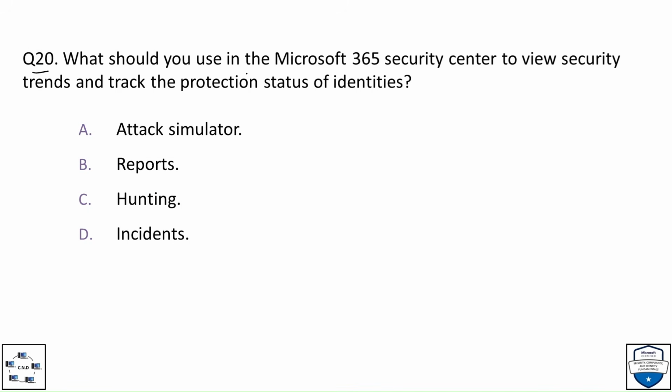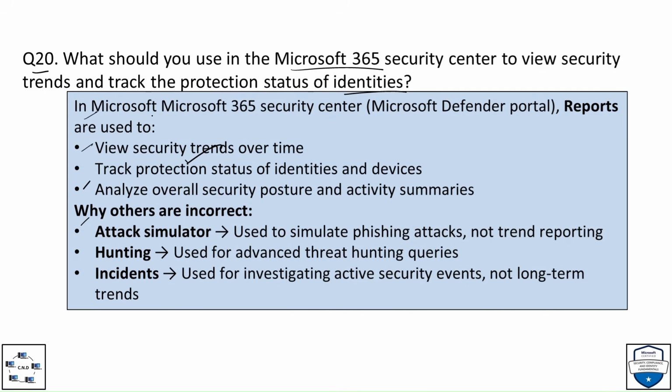Question number 20. What should you use in Microsoft 365 Security Center to view security trends and track the protection status of identities? Option A, Attack Simulator. Option B, Reports. Option C, Hunting. And option D, Incidents. And the correct option is option B, Reports.